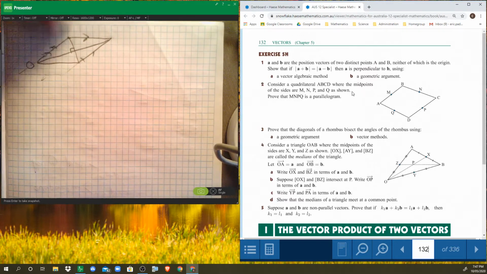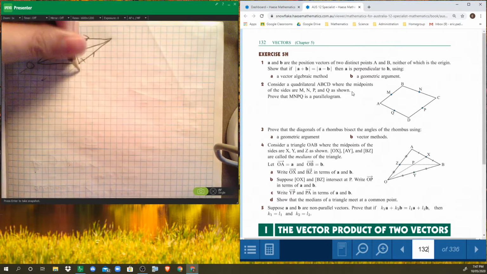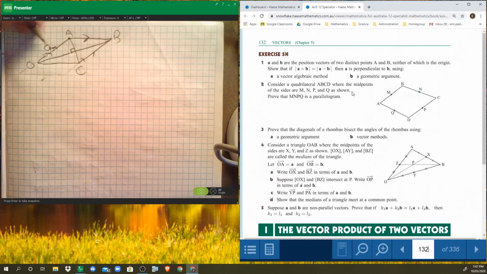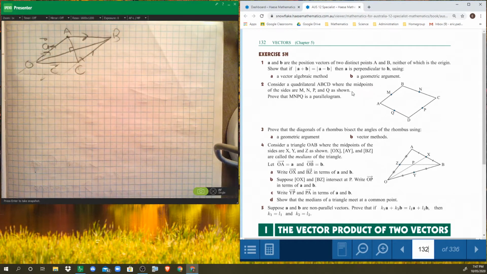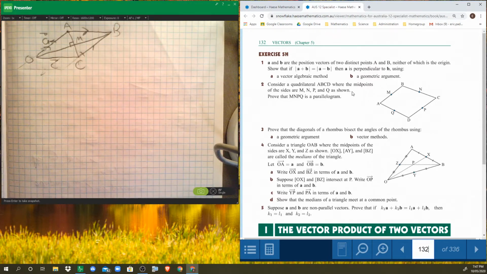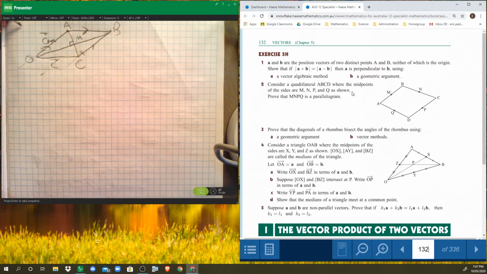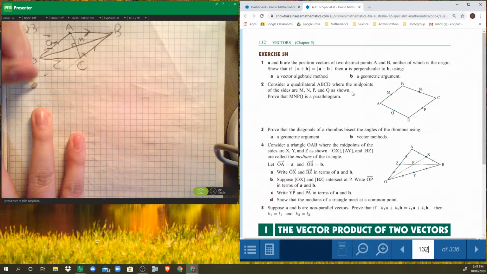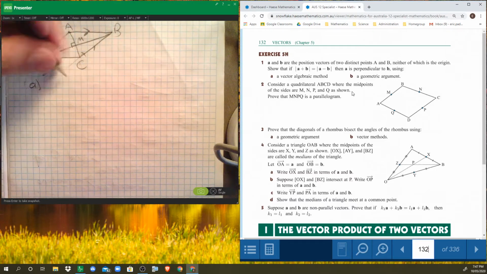So I'm going to call this rhombus OABC. I'm going to construct everything else around that. I'll call that the midpoint. If it's a rhombus, I can make the assumption that the diagonals bisect each other at right angles. So that might be a useful theorem to use. I haven't done this one in a while. Well, part A says start with a geometric argument. So consider that.